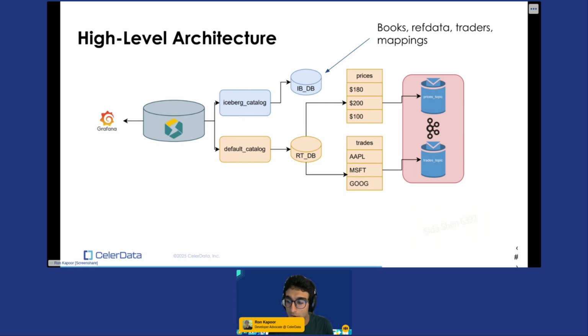So this is the federated portion, and then the actual separation of storage and compute where we connect the Iceberg catalog. So we have capabilities of hooking up externally to Iceberg. That Iceberg catalog will have IBDB, or Iceberg DB for short, and that catalog is going to have a lot of our static data. So things like books, reference data, traders, the mappings for those books, and the books and traders that are associated with each of the books. But that's just a high-level overview of what the architecture is going to be.